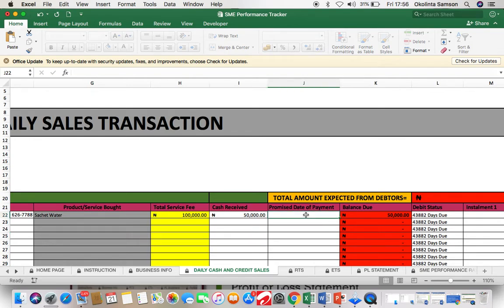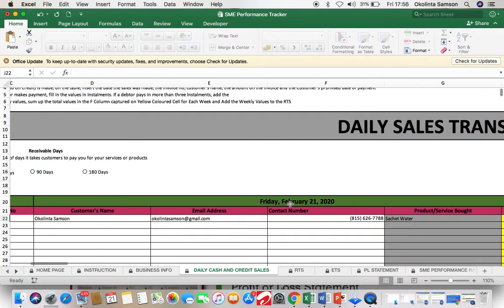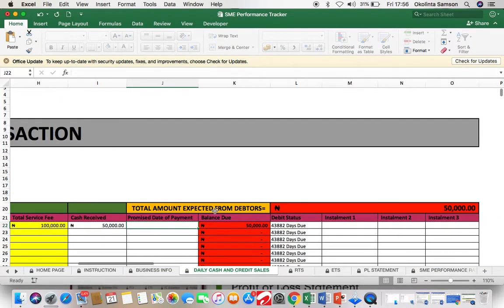Let's say I make a promise to pay. Today's date is 21st, so let's say I make a promise to pay on the 23rd of February. Now you see what will happen to my debit status. It would change. Now this shows that it is not due. But once it gets to this date, the debit status will change.